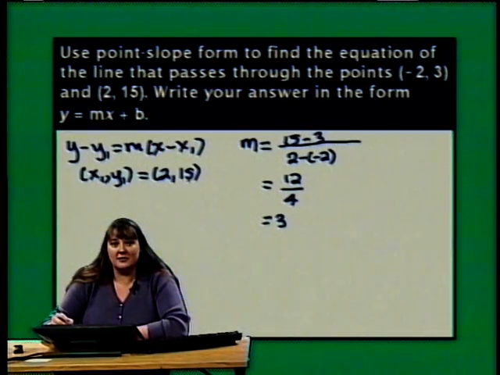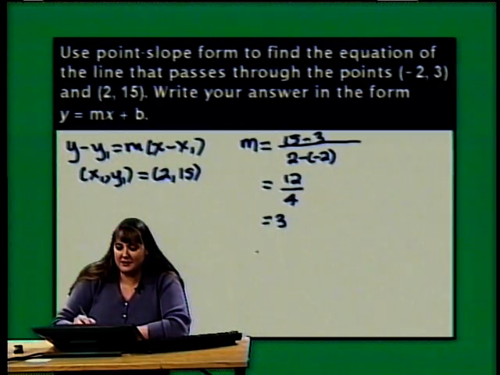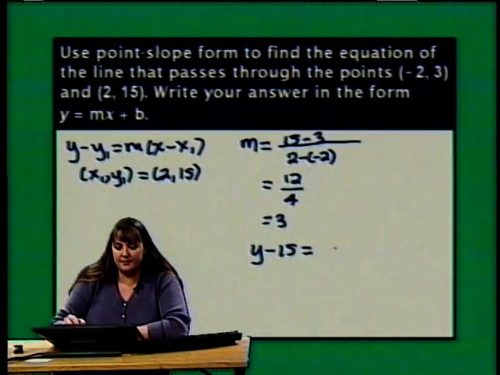In determining the slope, it doesn't make any difference which point I call x sub 1, y sub 1. And I could use negative 2, 3, which I did in determining the slope as x sub 1, y sub 1, but still call 2, 15 x sub 1, y sub 1 when I'm finding the formula for the line using point-slope form. So let's fill in our formula. Y sub 1 is 15, so I have y minus 15 equals m is 3 times the quantity x minus x sub 1 is 2.